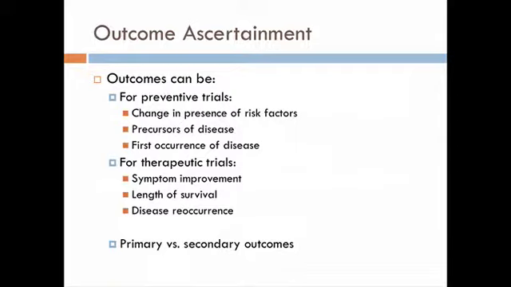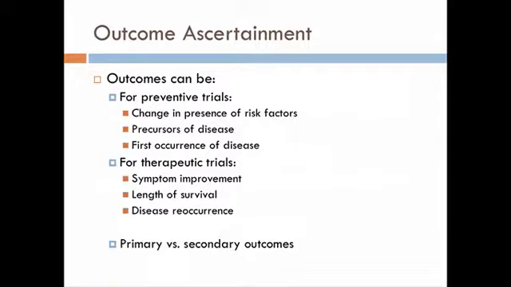Okay, so we've done our RCT, we've recruited people, we've randomized, we've made sure they're compliant. So how do we assess outcomes, or what do we care about? There's a lot of different things we could care about in an RCT, right? It all depends on your research question. What's your outcome of interest? We may care about the change in the presence of risk factors.